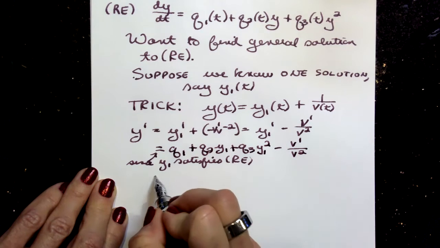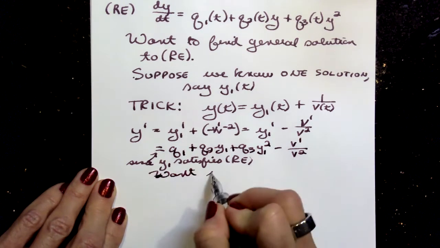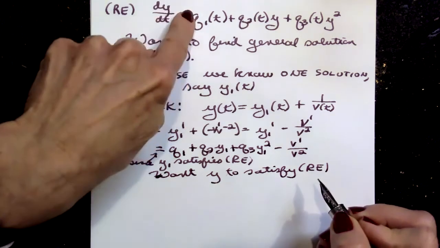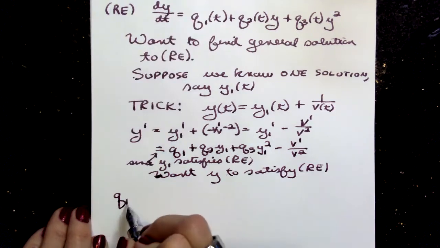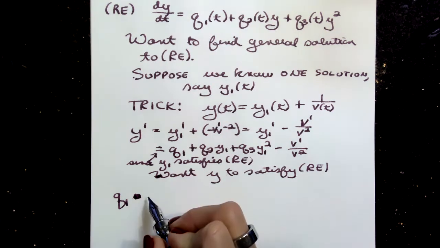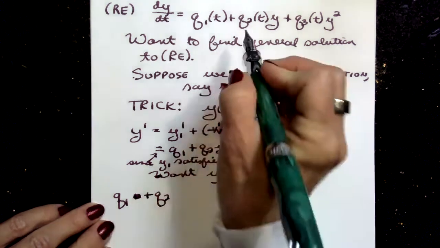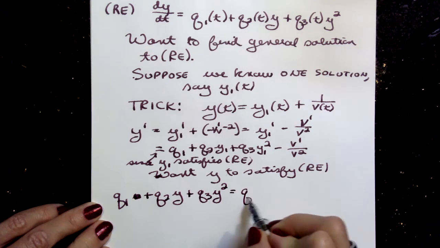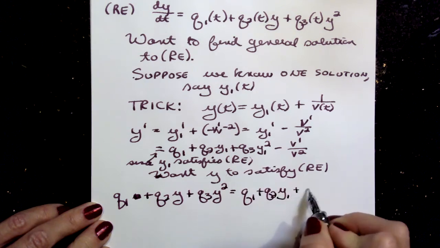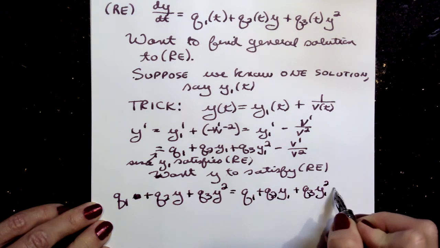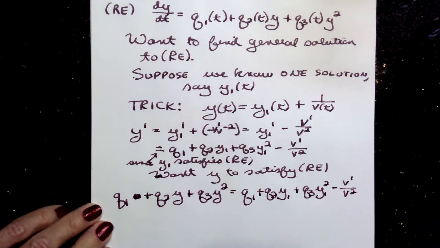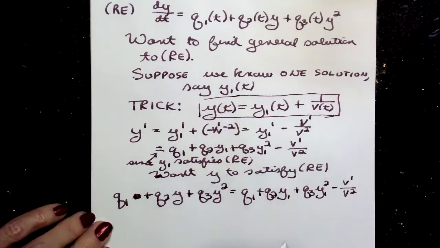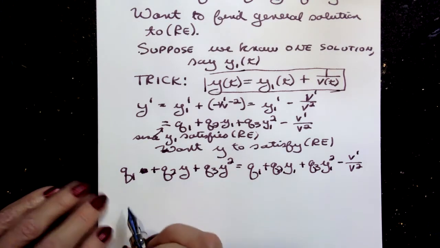On the other hand, we want y to satisfy the Riccati equation. So the right-hand side better satisfy this equation as well. So on the right, we need q1, just q1, plus q2y plus q3y squared has to be equal to q1 plus q2y1 plus q3y1 squared minus v prime over v squared. Okay, but y is given by y1 plus 1 over v. All right, so let's plug that in for y on this right-hand side.